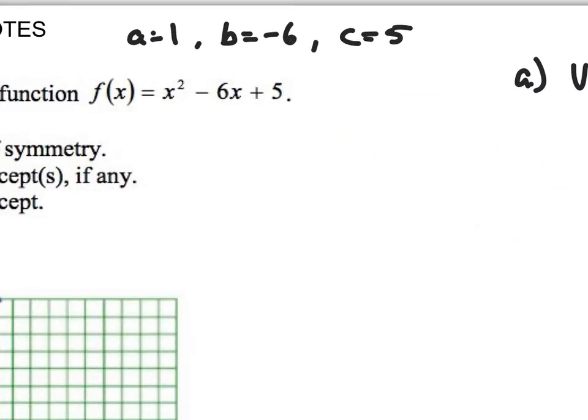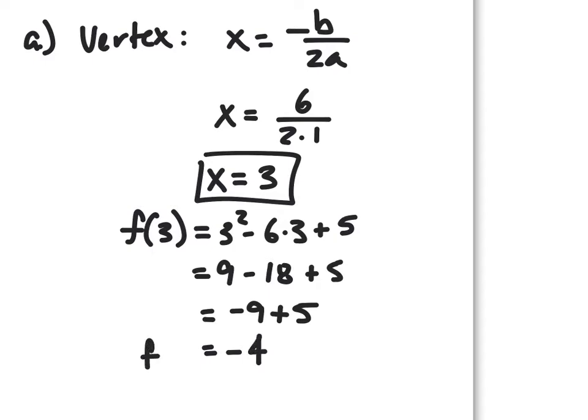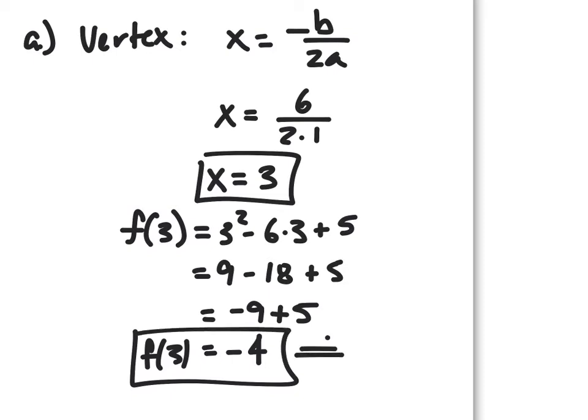So 3 squared is going to give me 9, minus 18, and then plus 5. So 9 minus 18 is going to give me negative 9, and then plus 5, so that's going to give me a value of negative 4. All right, so f of 3 is equal to negative 4. Now remember that this notation means that I just have the point 3 comma negative 4, and that's my vertex.